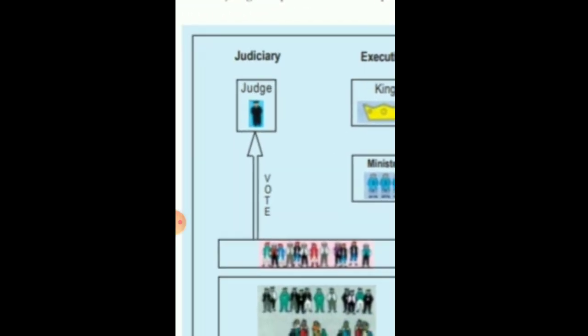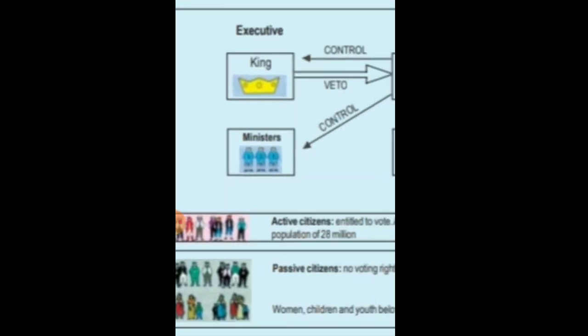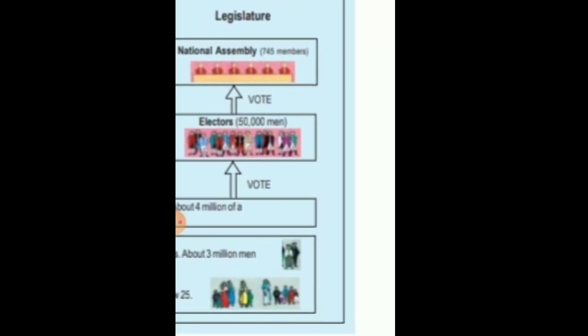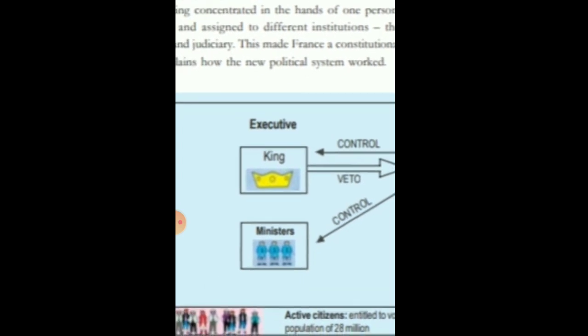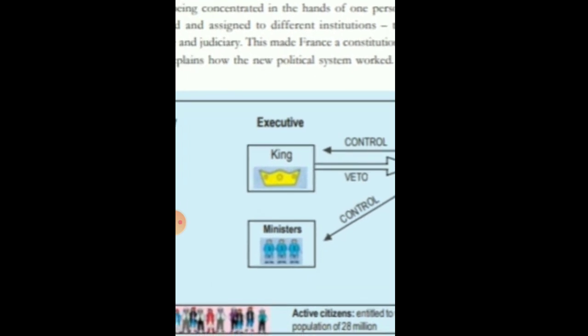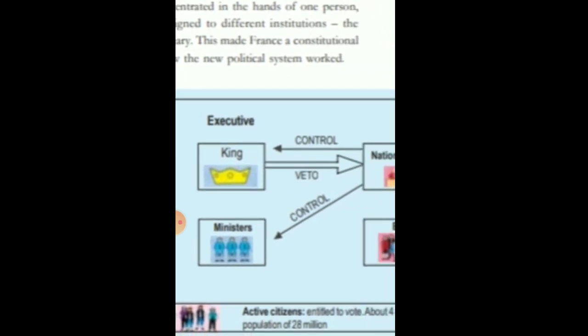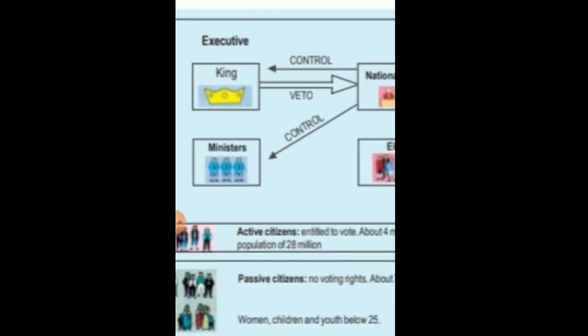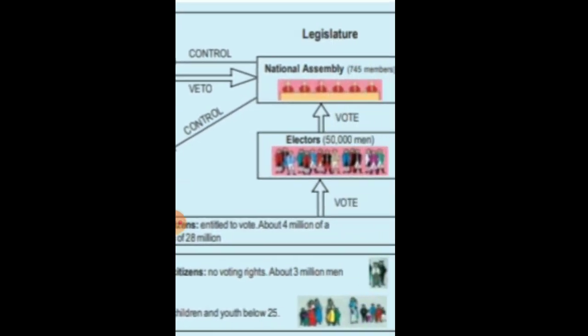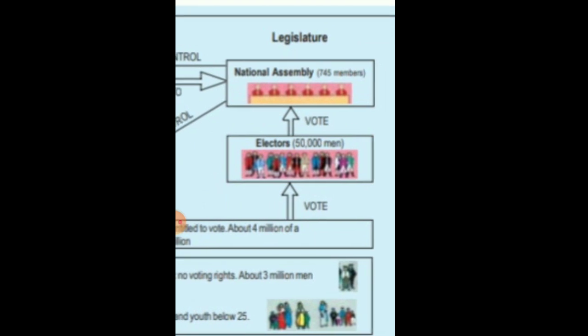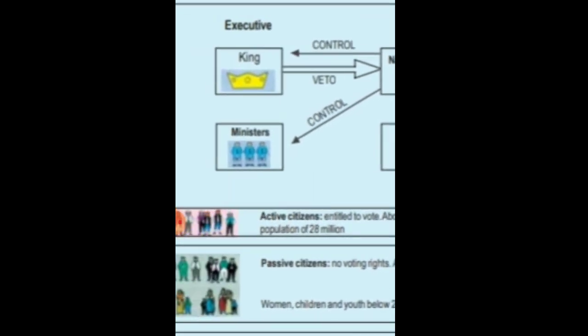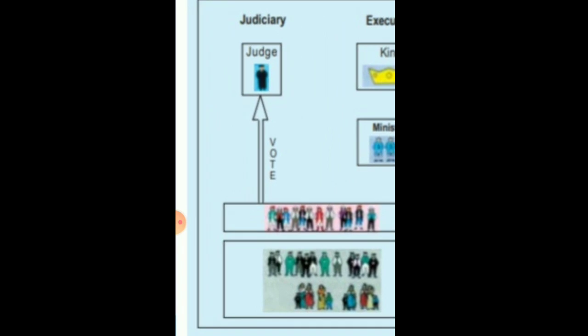As you can see, this figure explains how the new political system worked. As you can see on the screen, here is the legislature, executive, and judiciary.